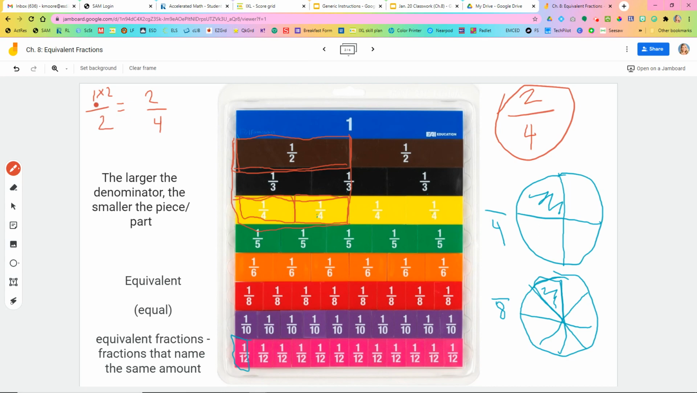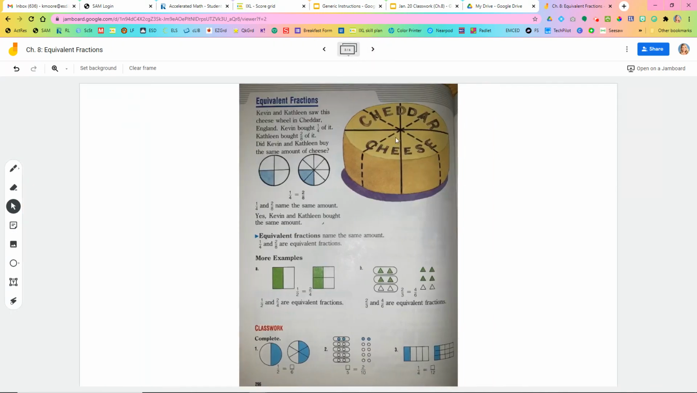So with that golden rule said, if I multiply by 2 on the top, I have to multiply by 2 on the bottom. And if 1 times 2 is 2, and it works out on the bottom, 2 times 2 is 4, yep, these two are equivalent fractions. So let's take a look at that. And just keep in mind, equivalent fractions are fractions that name the same amount.